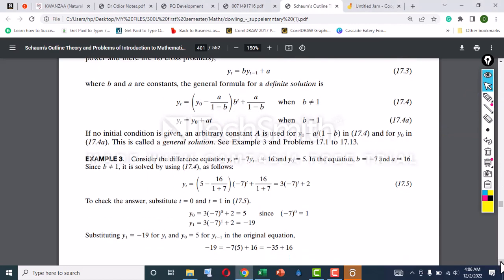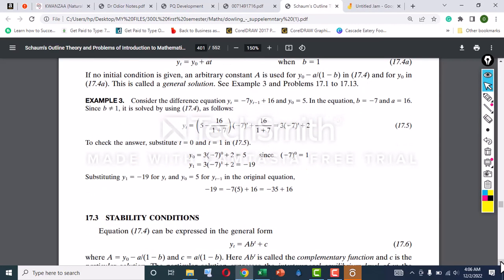But you can check if your answer is right. Sometimes you will even be given the question to check if you have done the right thing. So how do we check? To check, you have to substitute. You have to assume t is 0, and you have to assume t is 1. So from your answer, when t is 0, what will be your figure? By the time t is 0, you are going to have 3 raised to power minus 7 raised to power 0. Anything raised to power 0 is 1.